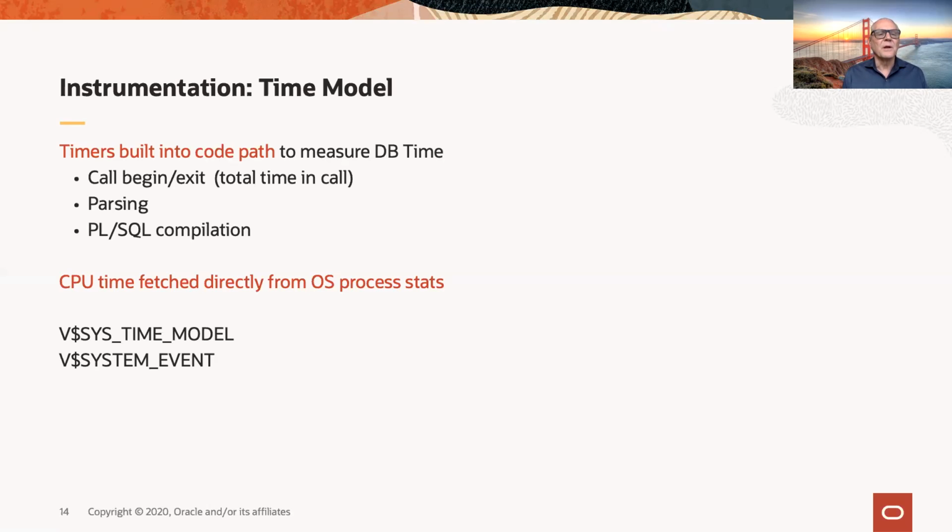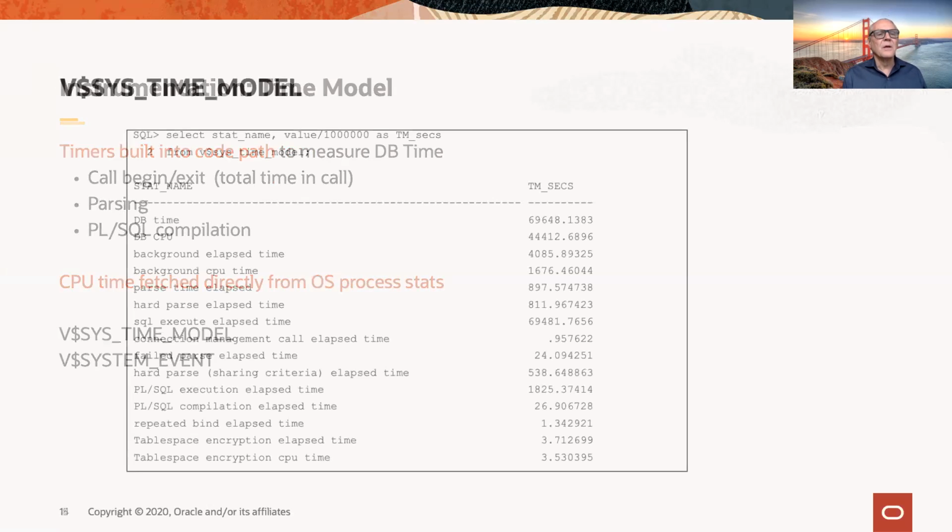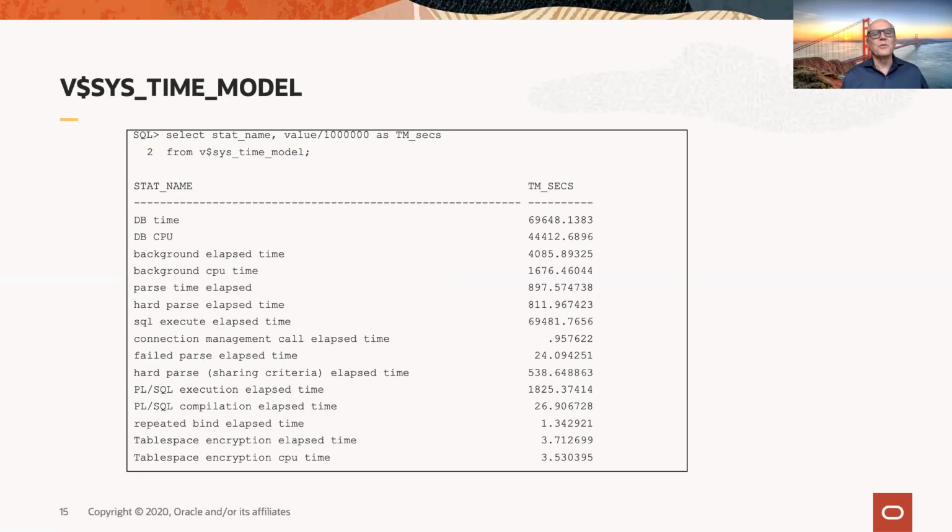An important point here is that in the time model, we have, let's just go see it. So here's one of the few queries, but this is basically showing you what's in the time model. Timers, where activity inside a database call is actually timed by the foreground process itself, right?